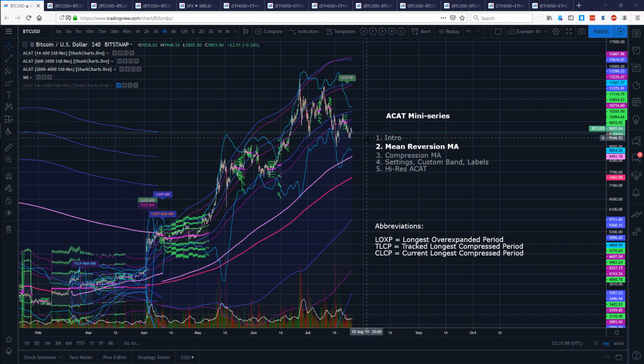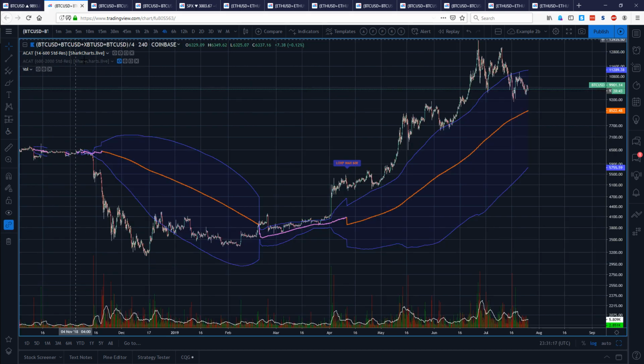So let's just start with what you would get if you loaded just the mean reversion moving average bands on ACAT 14 to 600 standard res onto a BTC USD 4-hour chart. I haven't picked the easiest chart because there's a lot that's actually going on and it illustrates several points at the same time.